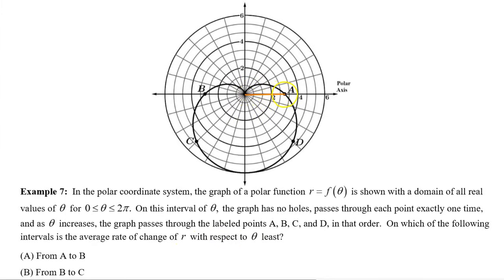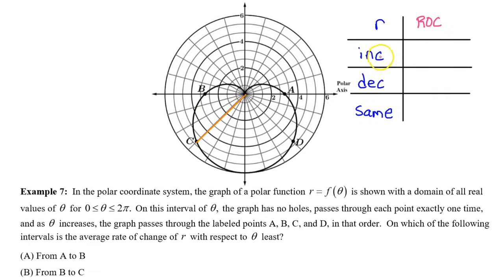According to the setup, we need to hit points A, B, C, and D in order as theta increases. So as we rotate, I want you to keep track of whether the value of r is increasing, decreasing, or staying the same. Because if the value of r is increasing, on that interval the average rate of change of r is positive. If r is decreasing, the rate of change is negative. And on an interval for which the r value stays the same, the rate of change is 0.